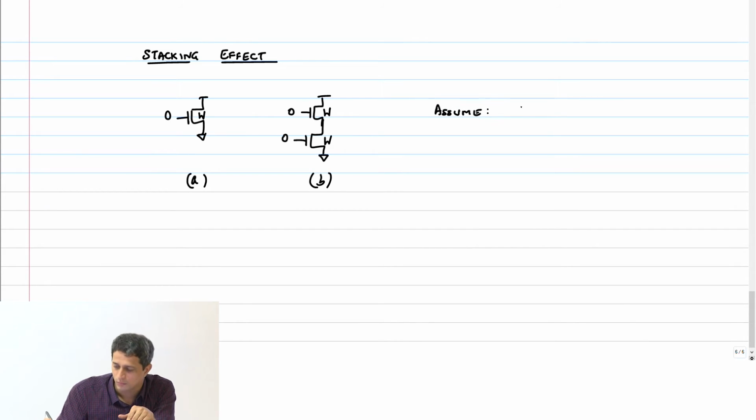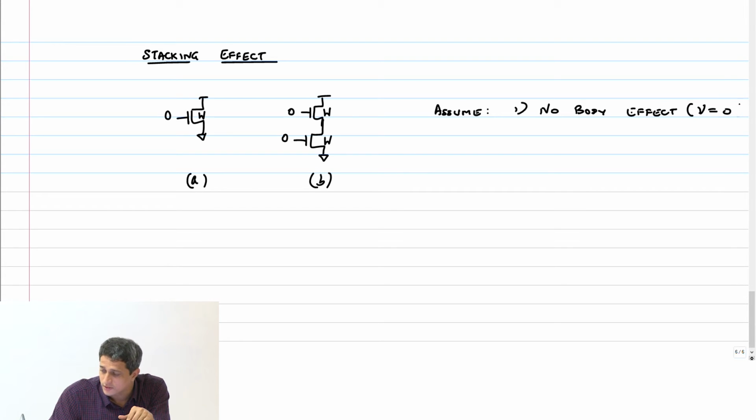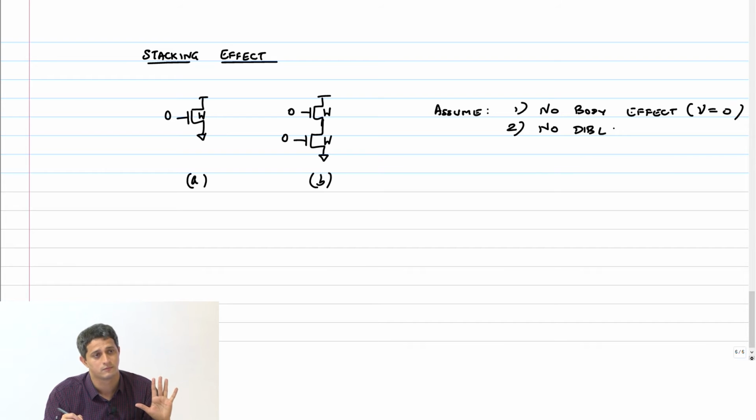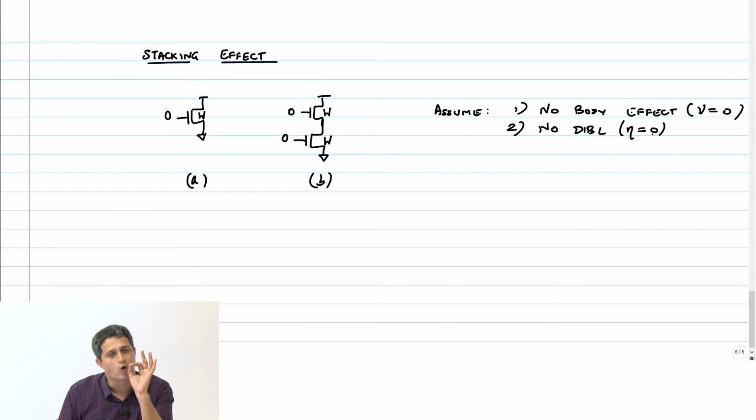One, no body effect. We'll come to all this later. Let's assume that means gamma is 0. Two, no DIBL, no drain induced barrier lowering. That means with VDS my VT does not change, so eta is equal to 0. Now we can evaluate what the leakage current through this stack is. Of course, this is a single stack, and this is a two stack.